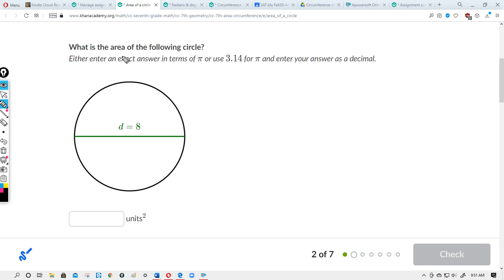So here they're asking what is the area of the circle, and we're given the diameter d. So we just said that the area equals pi r squared. But we need r for the formula. So since we have d equals 8, remember that r is just d divided by 2. So the diameter is 8 divided by 2, that's going to be 4. So the radius we're using is 4.